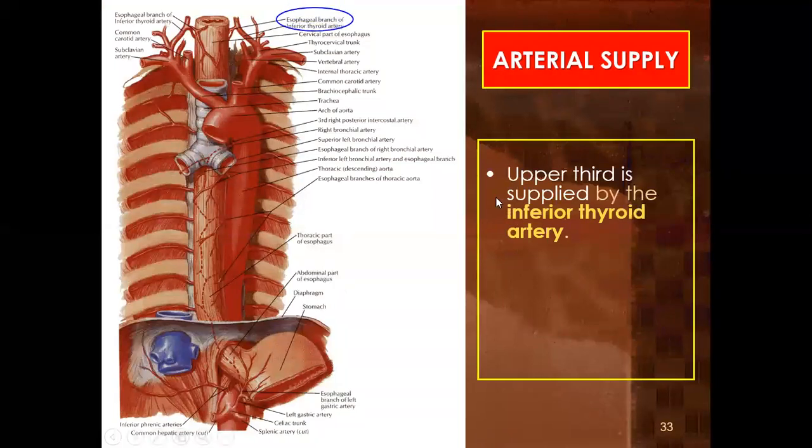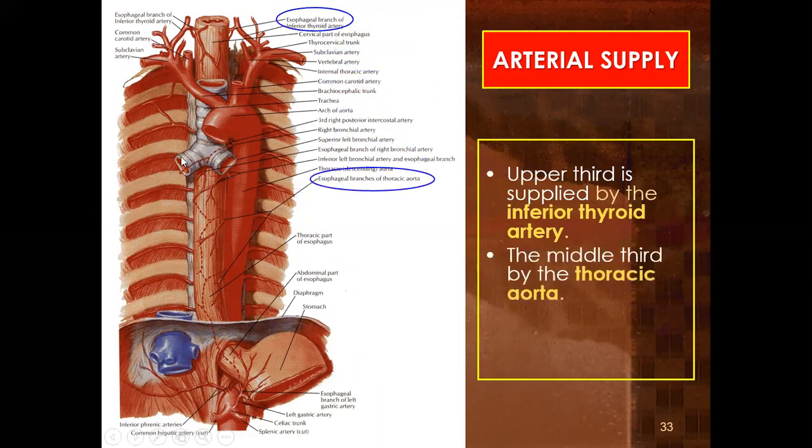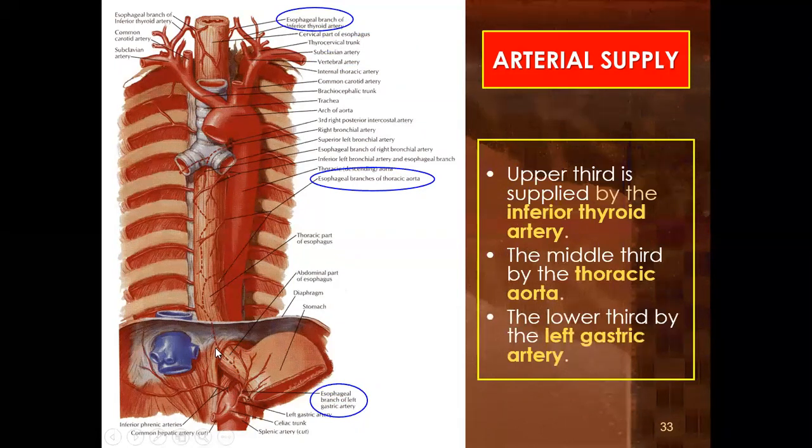The esophagus is a very long muscular tube, so it is supplied by many arteries. The upper one third, which is in the neck, is supplied by the inferior thyroid artery. The middle third, which is present in the thorax, is supplied by the thoracic aorta, and the lower one third is supplied by the left gastric artery, which comes from the celiac artery in the abdomen. Okay, so this is how the blood supply of the esophagus is arranged.